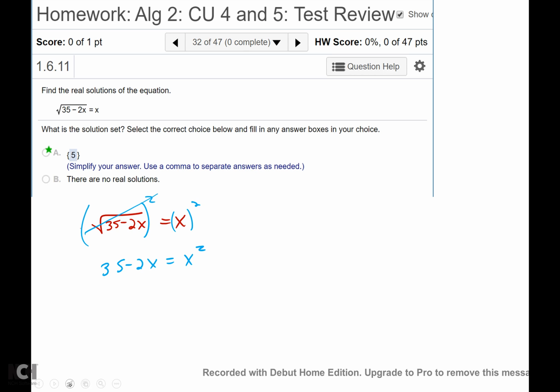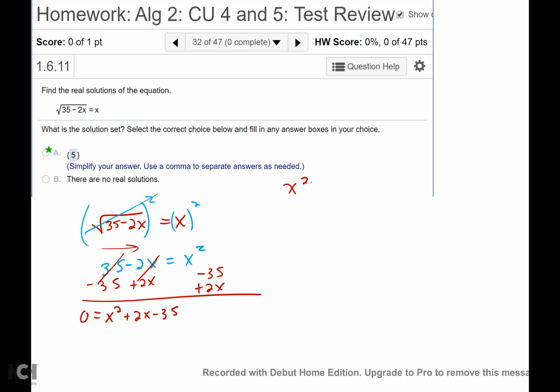It's quadratic, so to solve it I need to get 0 on one side. I don't want a squared term negative, so I'm going to move these two over. So minus 35, add 2x, I get 0 equals x squared plus 2x minus 35. Okay, and if I solve that now, it should be an easy factor.